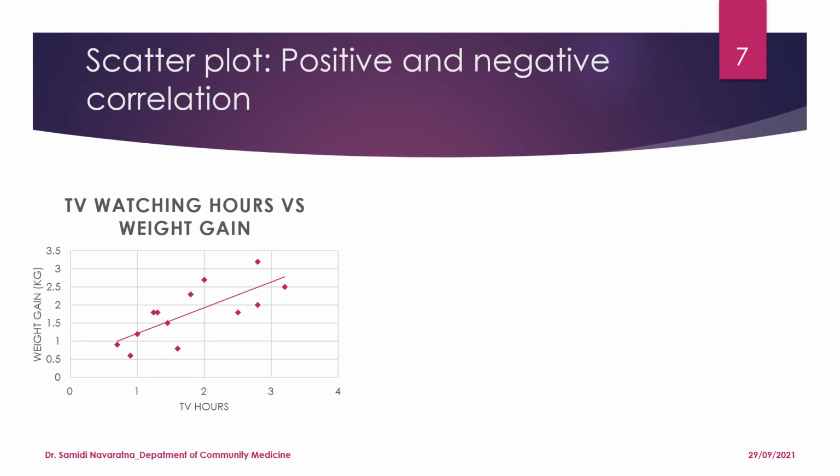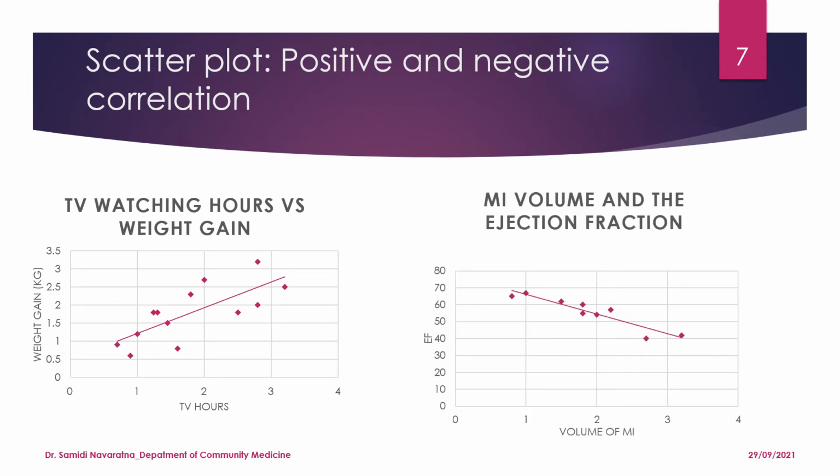And in contrast, in a negative correlation, there's an inverse relationship. That is, the large values of X are associated with small values of Y, and vice versa. That is, the small values of X are associated with large values of Y.